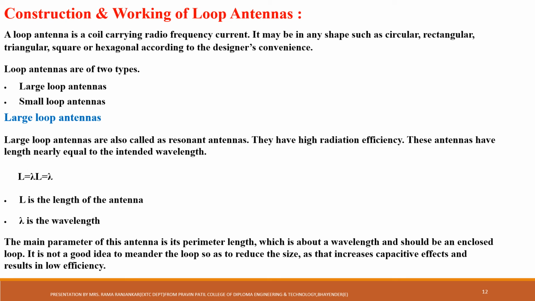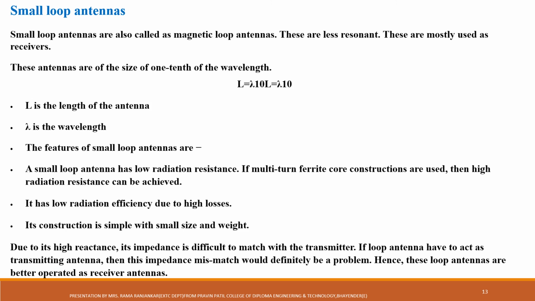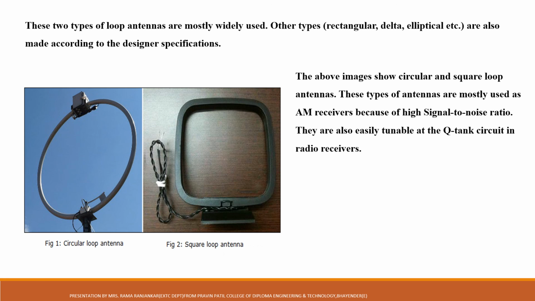Here a formula is given: L = λ, where L is the length of the antenna and λ is the wavelength. By using this parameter we can calculate the length of a large loop antenna. Another type of antenna is the small loop antenna. These are called magnetic loop antennas. They are less resonant compared to large loop antennas, and are commonly used as receivers. Again one formula is given, L = λ times a factor, and by using this we can calculate the length of the antenna. These are the two types of antennas: one is the circular loop antenna and the other is the square loop antenna.